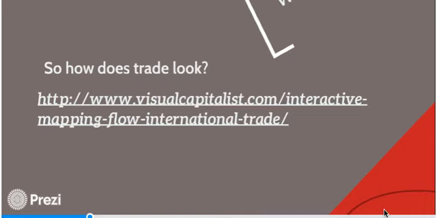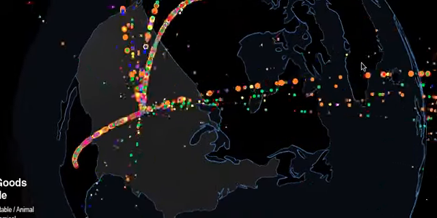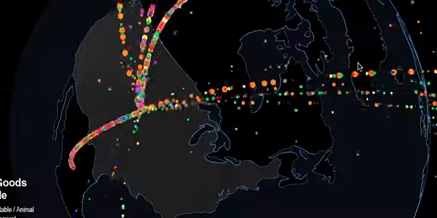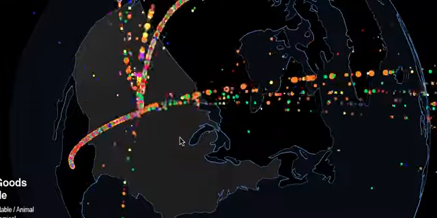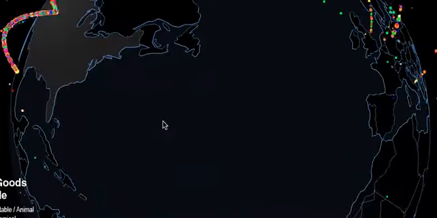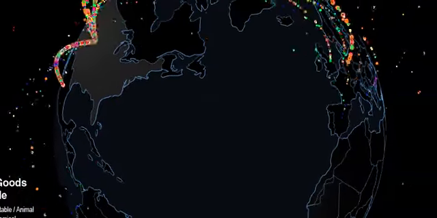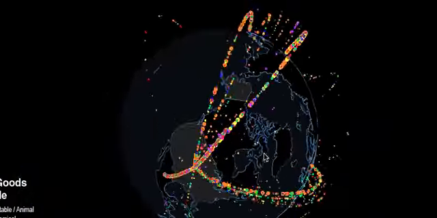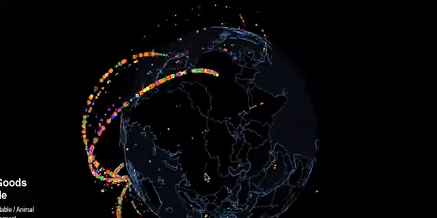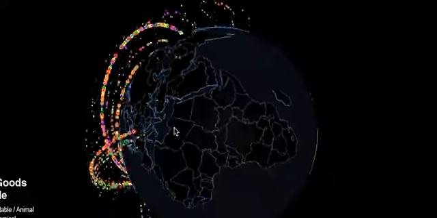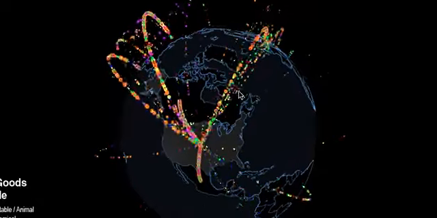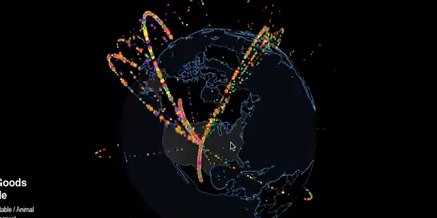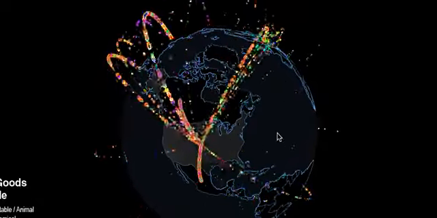All right, so how does trade actually look? If we were to put trade onto a map, how does this look? Here's a little example, an interactive map for you. If we were to look at how all of the world interacts in a day, and all the goods and services that travel back and forth between countries, this is kind of how it looks on a global scale. So here's us in the United States. If we were to just click on the U.S., that's what we got.